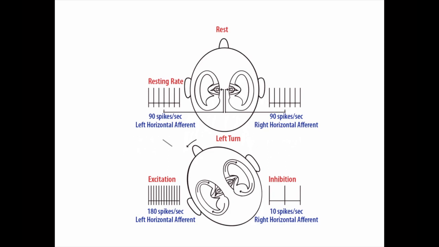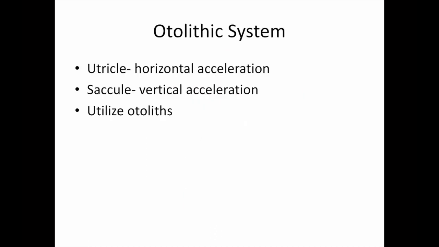This again is to show that the resting state firing is about 90 spikes per second on either side. But when there is an excitation to one side, it results in about 180, whereas on the opposite side it goes to an inhibition with 10 spikes per second. So I told you the position of the receptors in the utricle and the saccule are different, and they are tonic receptors. The utricle, where the receptor is placed in the horizontal, gets stimulated by horizontal acceleration. In the saccule, it is the vertical acceleration because it is kept in the vertical way.